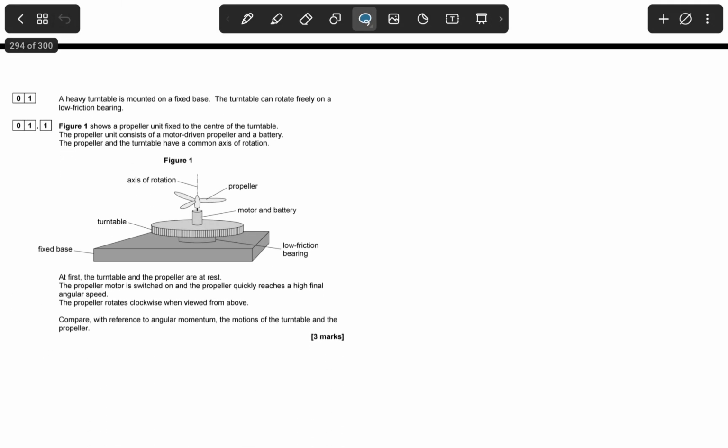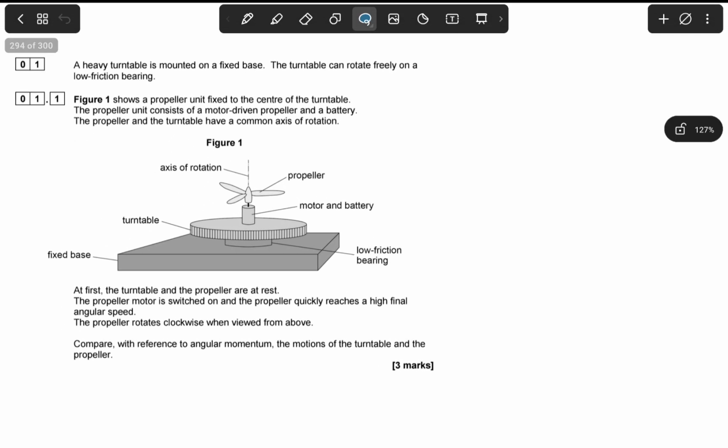Question number 1. So it says a heavy turntable is mounted on a fixed base. The turntable can rotate freely on a low friction bearing. Figure 1 shows a propeller unit fixed to the center of the turntable. The propeller unit consists of a motor-driven propeller and a battery. The propeller and the turntable have a common axis of rotation.